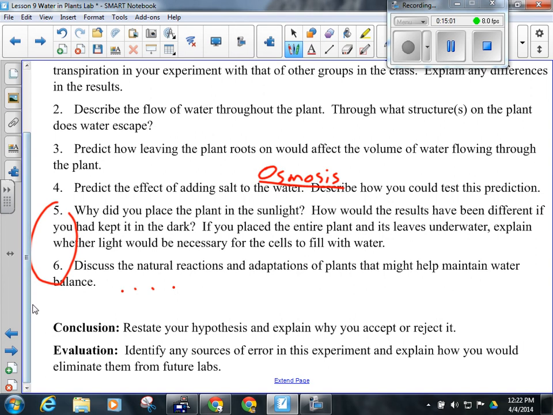And then the conclusion. Remember to do it. Restate your hypothesis, and then tell me how your results tell you that the plant was able to transport water or not. You'll have your pictures that you took today and tomorrow, or today, hopefully. Did everyone take a picture of their leaf today? If you didn't, go back in there and take one before you go.